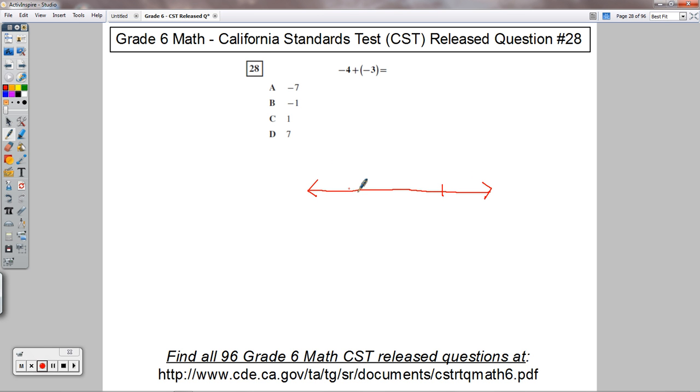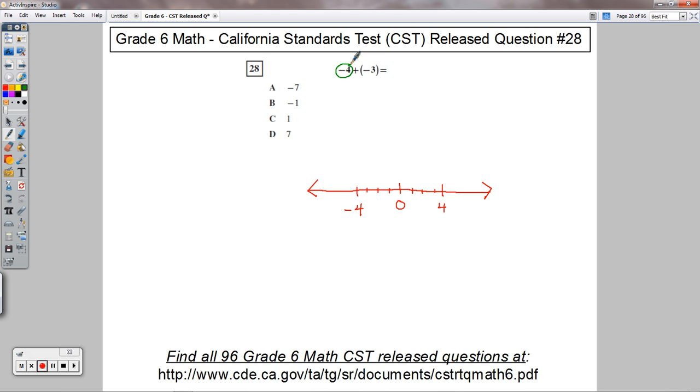So I'm going to say this is, I'll go with this being 0. This is 4. And this is -4. Okay, and I'll put in some little marks in between there. So that's 1, 2, 3, 1, 2, 3. Okay. So I'm starting at this number right here.